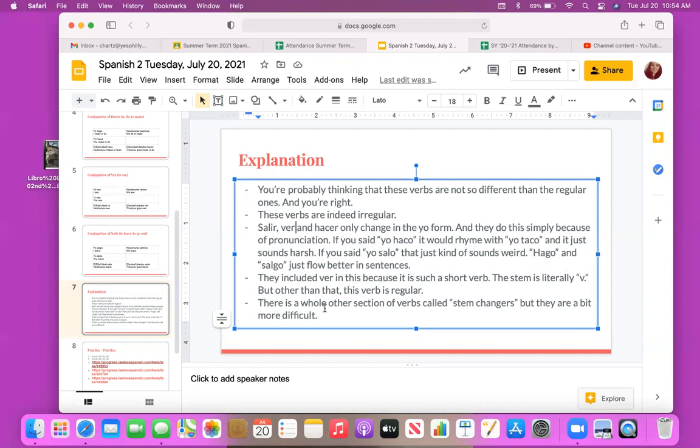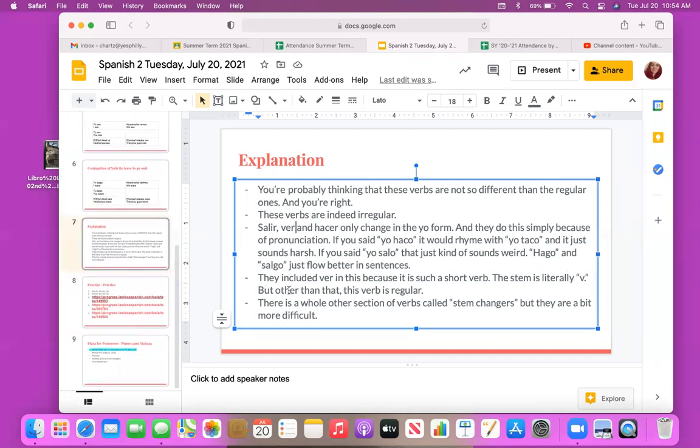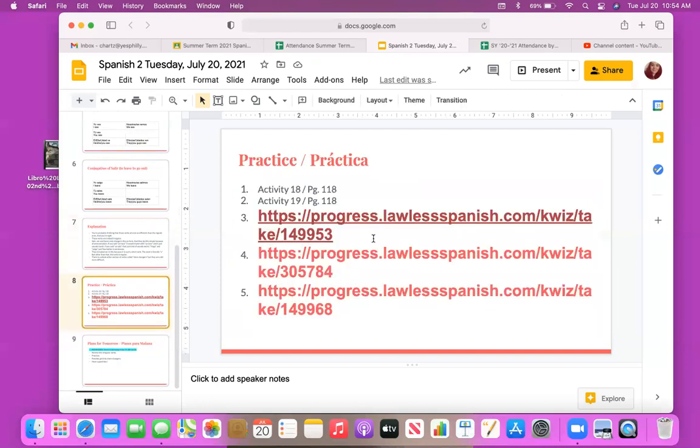And then there is a whole other section of verbs called stem changers, but that's not what these are. That's a whole other thing. I tried to do them all at once last term in Spanish too, and it was hard, and I don't think I'm going to do it like that again.